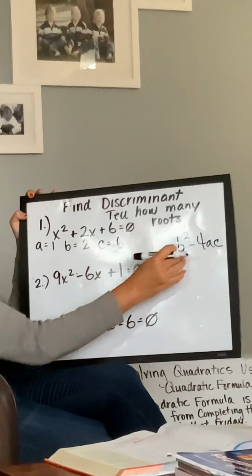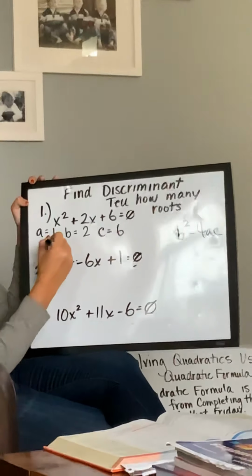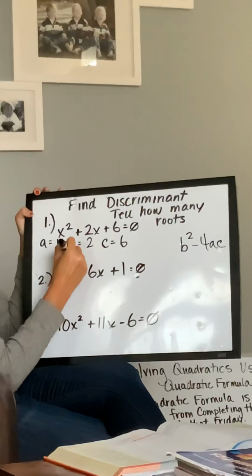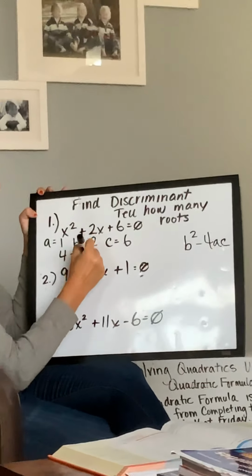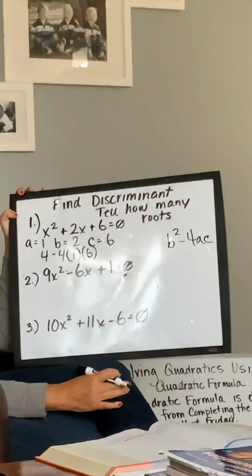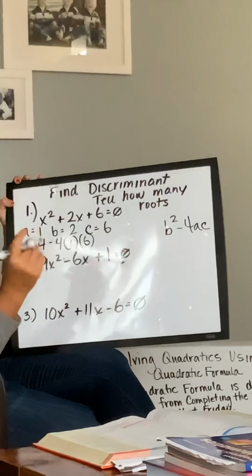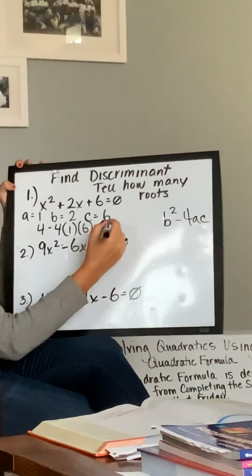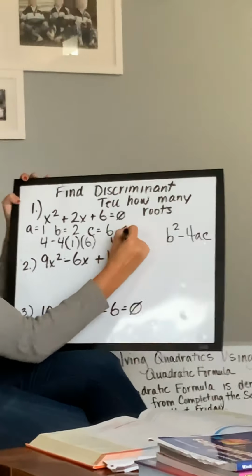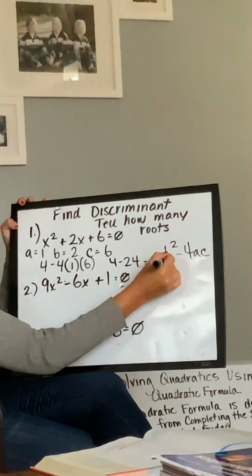So then we're going to substitute those values in. So b squared, 2 squared is 4, minus 4 times 1 times 6. Okay? So what's negative 4 times 1? Negative 4. Negative 4 times 6? Negative 24. So 4 minus 24 equals negative 20.